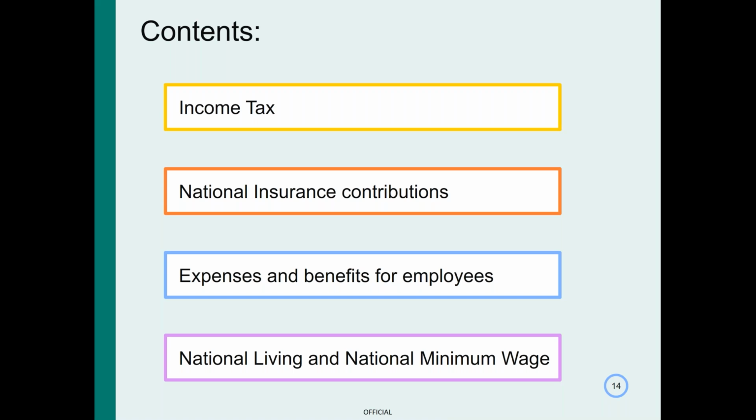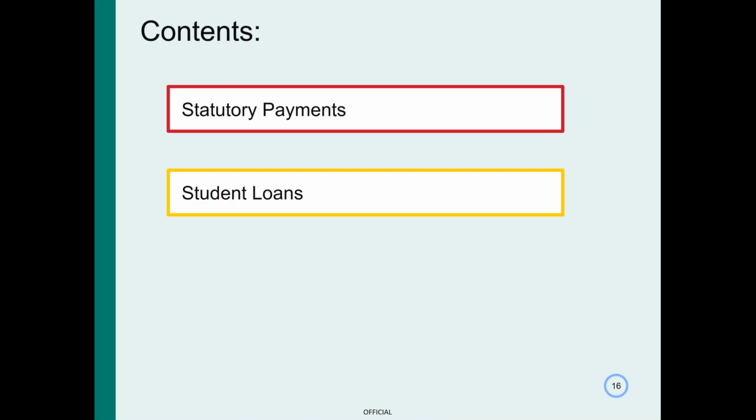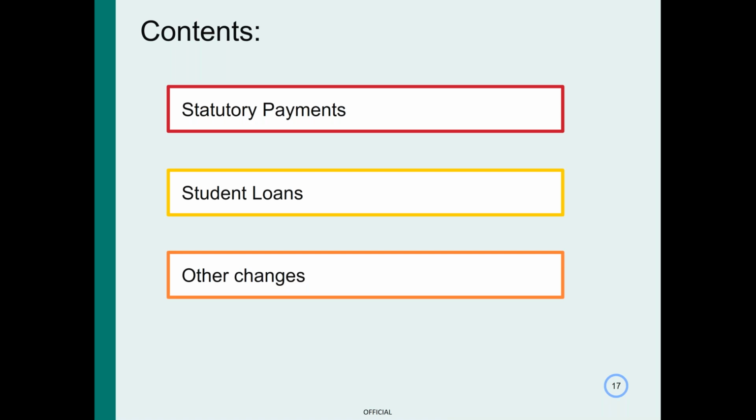statutory payments, the new rates, and the change to the amount to be recovered. We'll also provide some information about the new statutory neonatal care pay. We'll look at student loans. We'll look at other changes and updates, including national insurance for those of you who are self-employed, expanding the cash basis, period reform, and VAT.